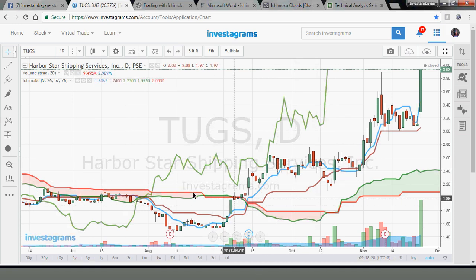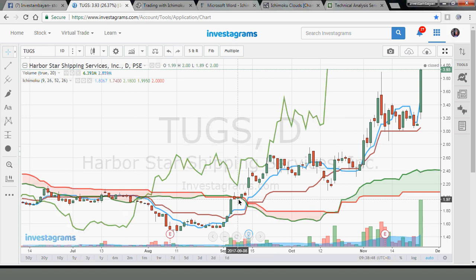So ano yung buying opportunity mo? Once may breakout dito, especially yung cloud manifest na, meaning yung bearishness ng particular stock, weak na siya, so pwede siyang mabasag. So depende din yung size ng cloud. That's very important. Take note of that.